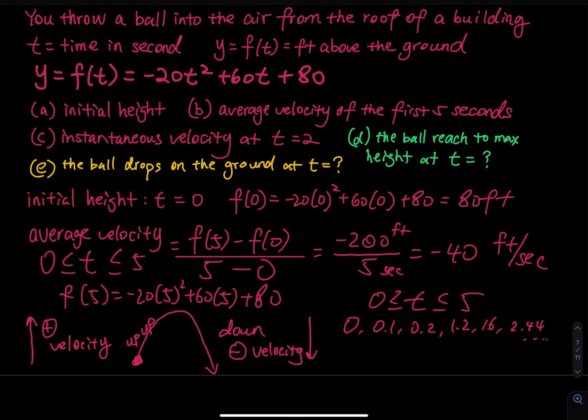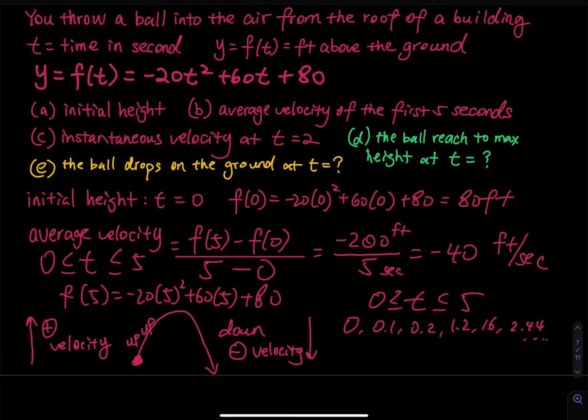So from 0 to 5, the average velocity is -40 feet per second. That means on average, the ball is going down. If you consider this interval as one item, the ball is going down. Just like when you consider the 5 scores, the average is bad. So from an instructor's perspective, you didn't do well on the exams.